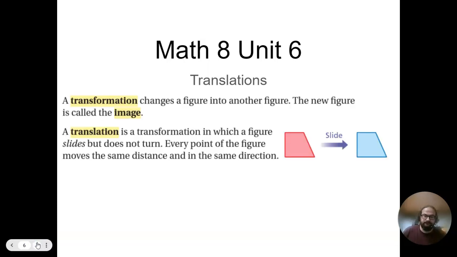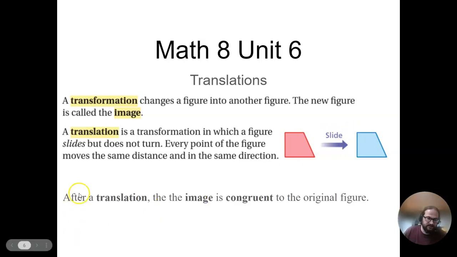So, in general, a transformation is anything that changes one figure into another, and the new figure is called the image. A translation is one type of transformation. And in a translation, the figure slides, but it does not turn or flip or anything, only slides. So every point of the figure moves the same distance in the same direction.